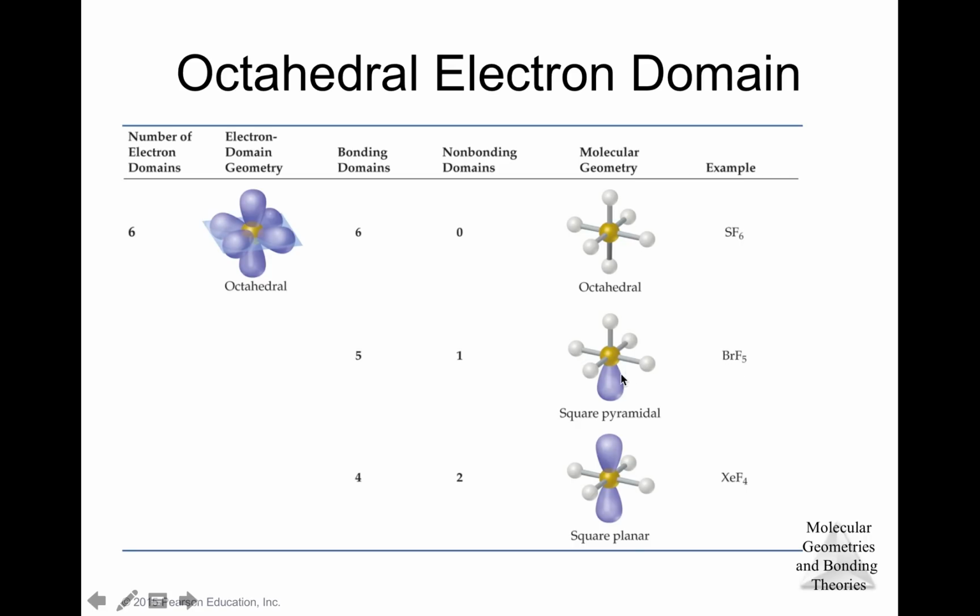BrF5. And you notice here that it doesn't matter which position the lone pair goes on, because all of these 6 positions are equivalent. Now finally, if you've got 4 bonding domains, 2 non-bonding domains, then you're going to get this square planar molecule. An example of that would be xenon tetrafluoride. So those are all the shapes of molecules that you need to know about.